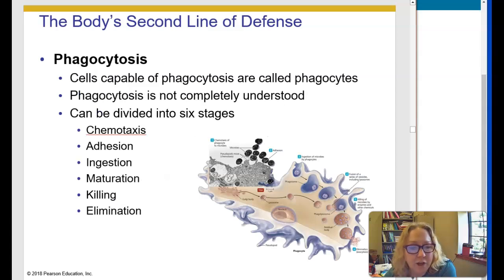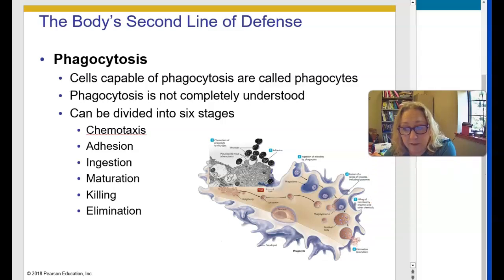Okay, let's talk about phagocytosis. We talked about this a little bit in the overview video. Okay, so phagocytosis. This is phagocytosis here. It's going to just eat it, just engulf it, and pull it into itself. Any cell that's capable of phagocytosis is called a phagocyte. How do we come up with these names?